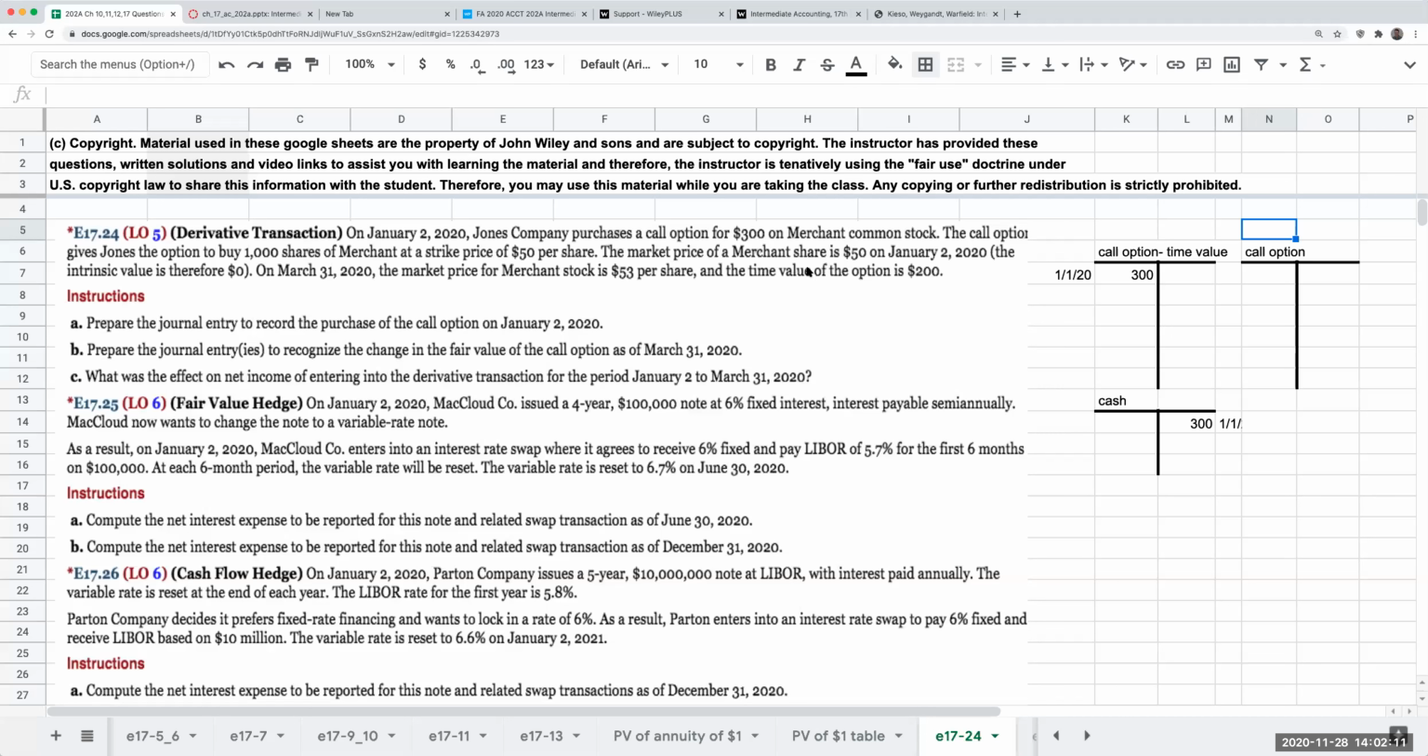So the journal entry to record the purchase of the call option will be on 1/1/20: I would debit call option time value, credit cash. You can just put it all in as the call option, but I like to keep it separated, and I'll show you why in a moment.